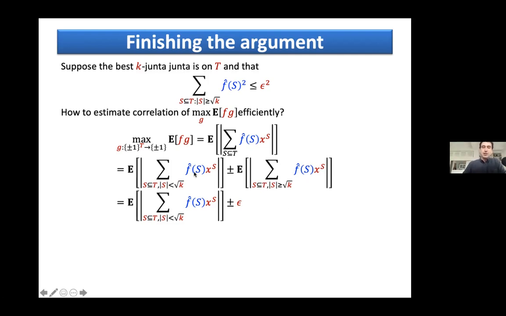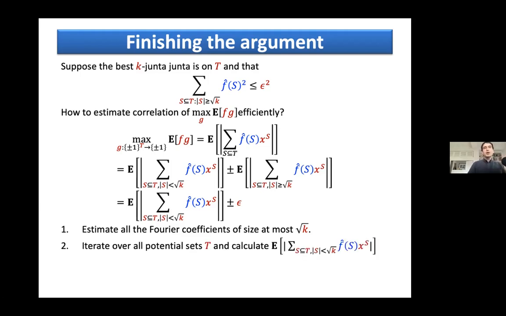So really, to estimate the correlation of F and G, where G is some junta on T, on the coordinates inside T, it's enough to estimate the sum over coefficients of size at most square root k. And how can you do that? Well, first, you can estimate all Fourier coefficients of sets of size at most square root k without knowing T. And then you can iterate over all potential sets T and calculate this thing. Once you have the estimates for the Fourier coefficients, the second step needs no further samples. You can just calculate it from the Fourier coefficients themselves.